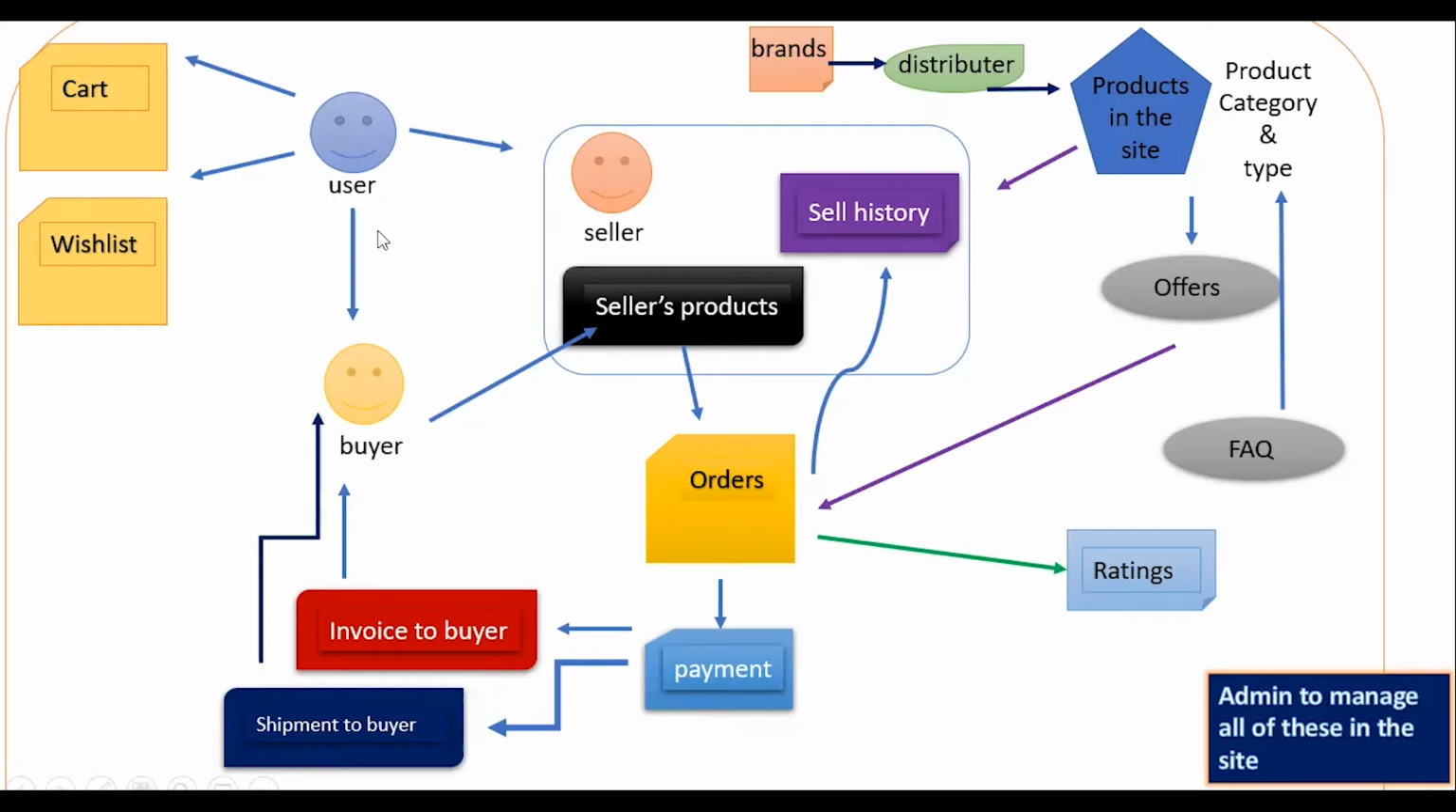A user can have a cart and a wish list about the desired items of the user. And all of these site tables and sections will be managed by an admin in the site which have access to all the database and can see all the records of users, buyers and sellers, and all the orders, ratings, etc. So now let's go to the EER diagram.